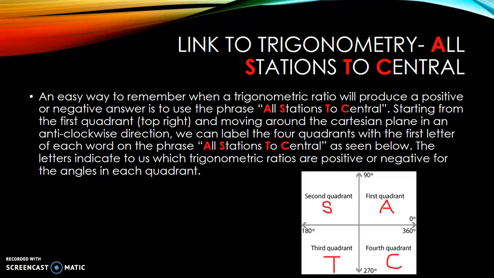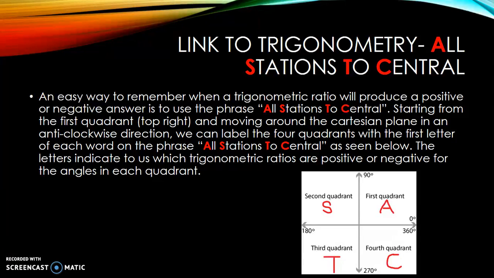Now there's an easy way to remember this because it seems a bit complicated, and that is remembering the phrase all stations to central, all stations to central. And now, if we take our Cartesian plane down here, and we start in our first quadrant, and we label that with the first letter of our phrase, so A for all. We're moving around in an anti-clockwise direction to our second quadrant, and I'm going to put the first letter of the second word in our phrase, which is an S. And then I'm going to keep going around the circle, so T for the third quadrant, the third word, and then C in the fourth quadrant for the fourth word.